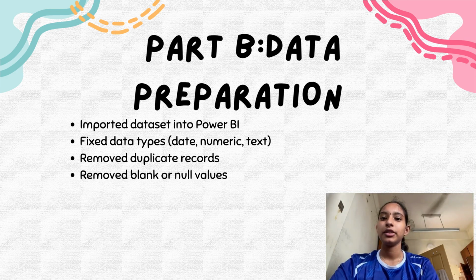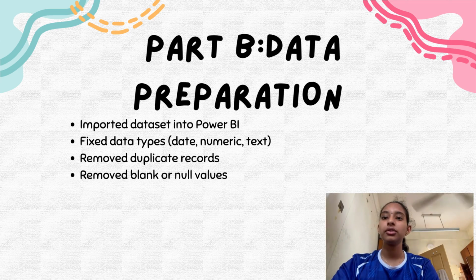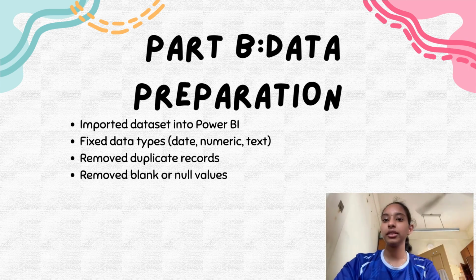For data preparation, the dataset was first imported into Power BI. Then the data types were corrected to ensure accuracy, such as setting dates, numeric values, and text fields properly. After that, duplicate records were removed to avoid incorrect analysis. Finally, any blank or null values were cleaned to improve data quality and ensure reliable results.